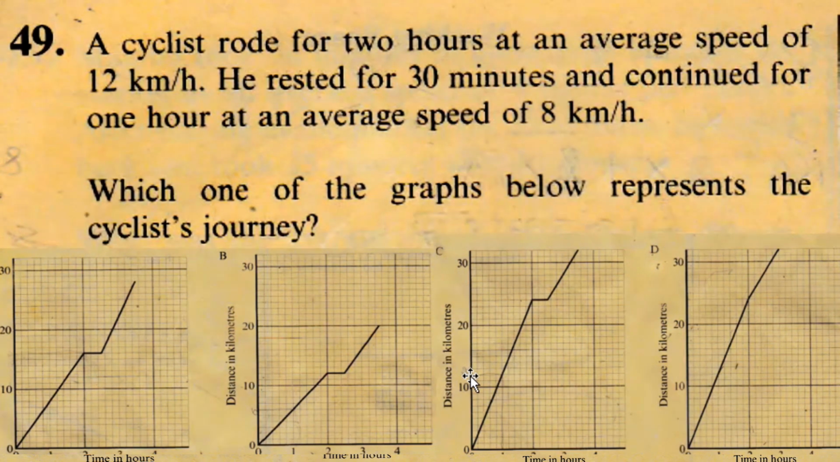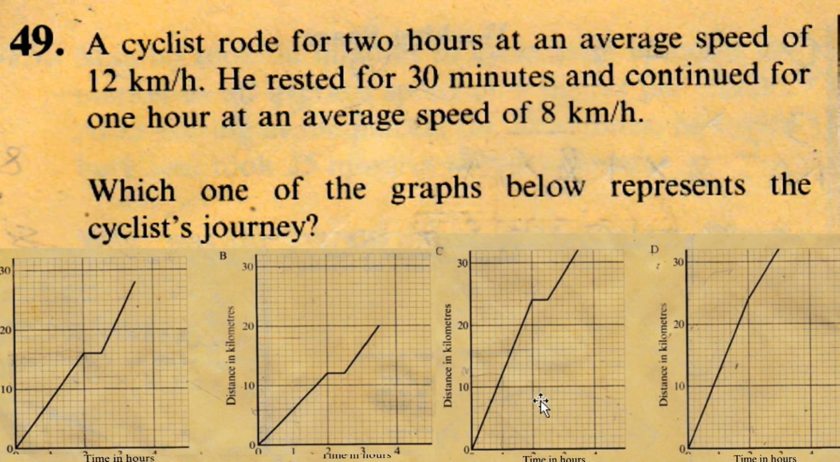We can also check again. If the first hour he has covered 12, the second hour it should cover 24. Let's try also to confirm. Then we move and we get up to 24. Then there is a rest of 30 minutes. You can see the rest comes between 2 and 3. That is the rest there. And then he continues at a speed of 8 kilometers per hour.